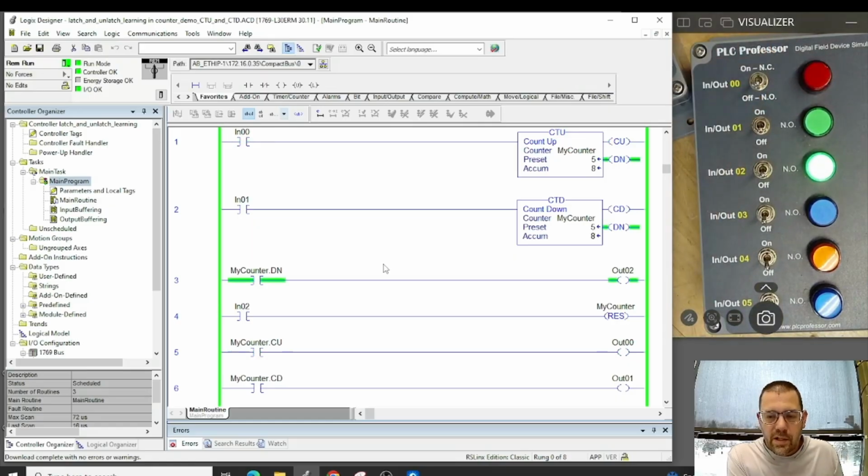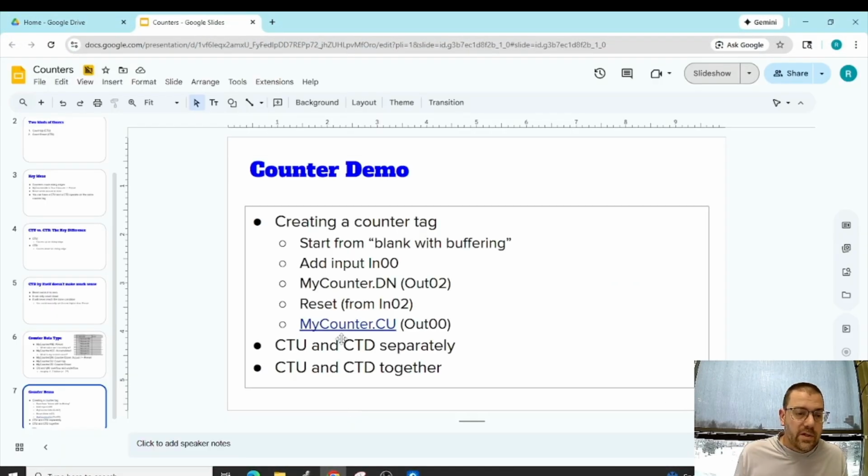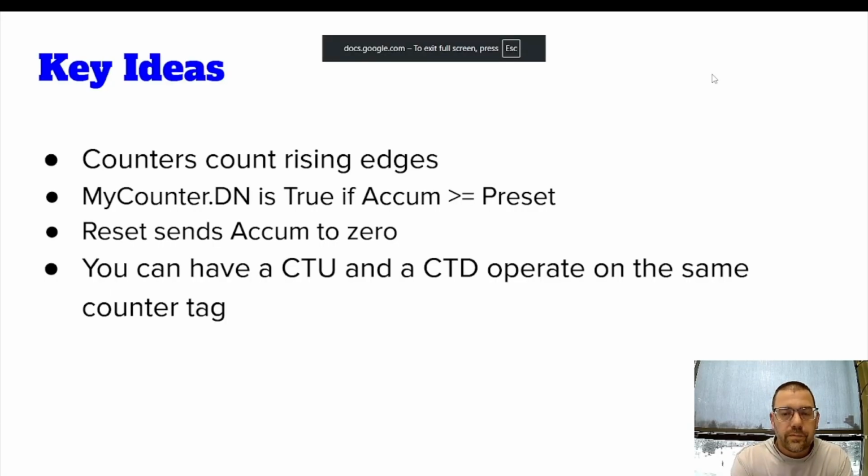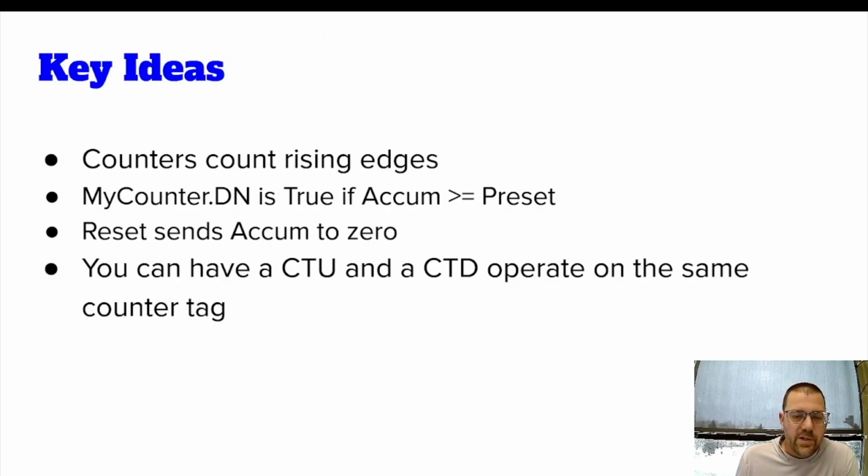Key idea is accumulated greater than or equal to preset, and we count edges. That is what we are saying. Edge counting, rising edge counting, if I'm really trying to be specific, and is my accumulated value greater than or equal to my preset. And reset sends me to 0, so a CTD by itself, not super useful.